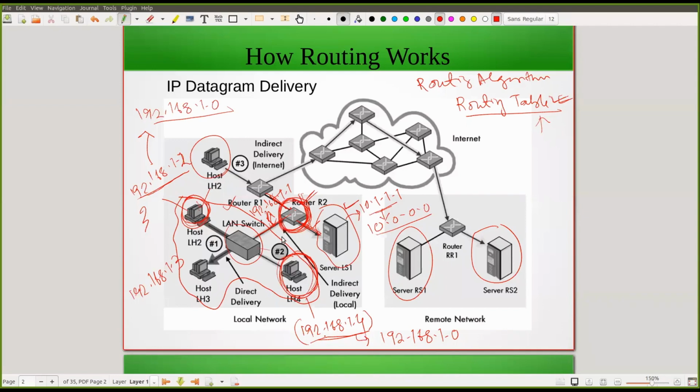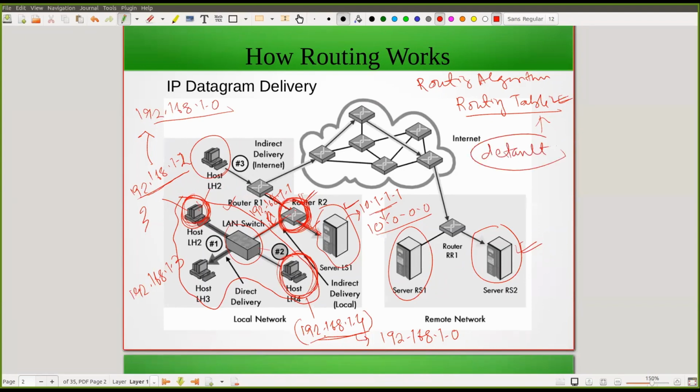But if the destination IP address or destination network is different from your network, then it is going to be forwarded to the router. To which router is it going to forward the packet? Whenever a source machine wants to send a packet to this server, which router will it send the packet to? Always remember this concept I have already told earlier: the default router.